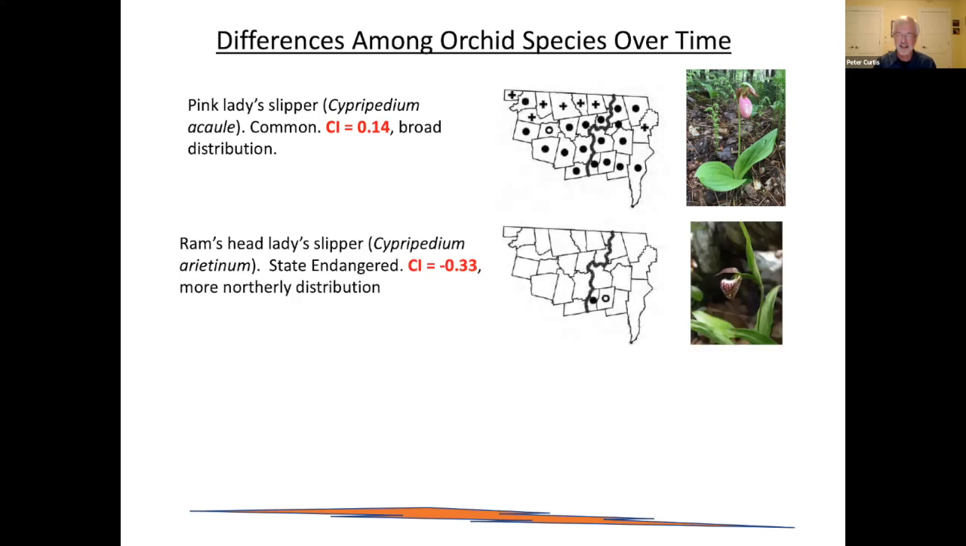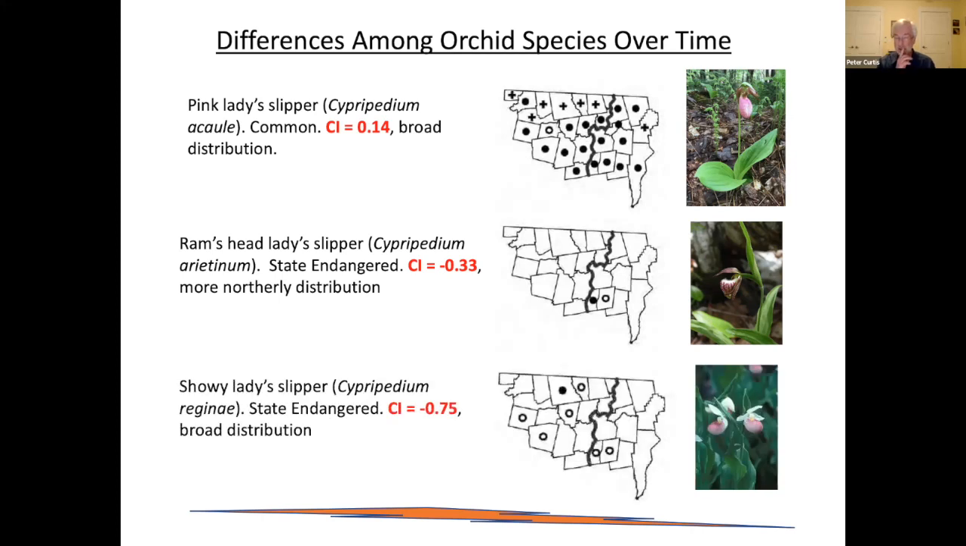Contrast that with the ram's head lady slipper, which I'll admit I've never seen in the wild. It's a state endangered listed species, not federally listed. It has a very strong northern distribution, as we'll see in a second, where Massachusetts is basically at its southern range limit. It was never common here, and it's even less common now. So it was historically known from 2 sites. Now it's only known from 1 site down in the southern part of the county. Its change index is also strongly negative, so it's lost half of its distribution in Franklin County, and this is emblematic of the state.